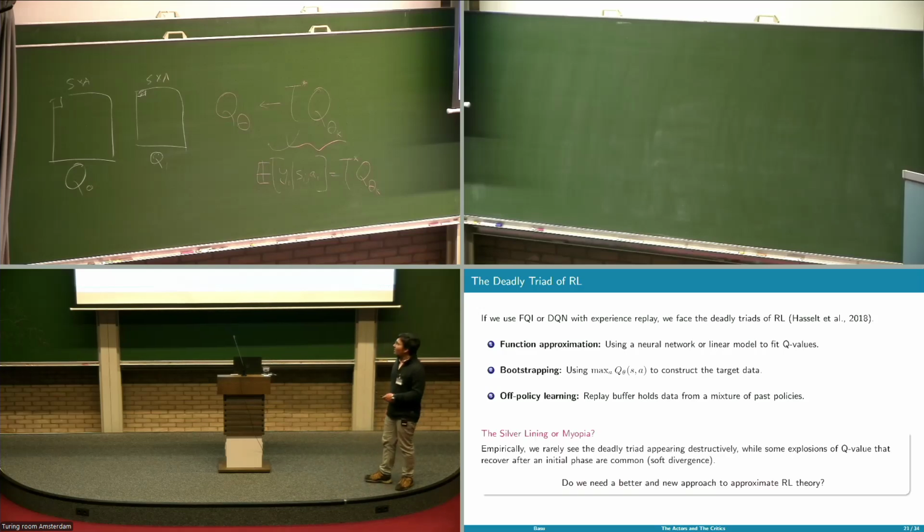But I'm always not very clear, and I think most people are not very clear, why this is happening, because in most practical cases, it does not appear. And the question is whether that's a silver lining for us or a very myopic situation. We have bad algorithms where we don't know what to do, or a bad theory that we don't know how to explain, and empirically we rarely see this appearing. Well, only some explosions in initial values, and then they come down. This is called soft divergence, just with a small amount of data, but nothing more.